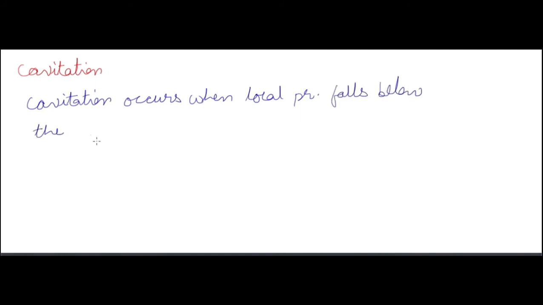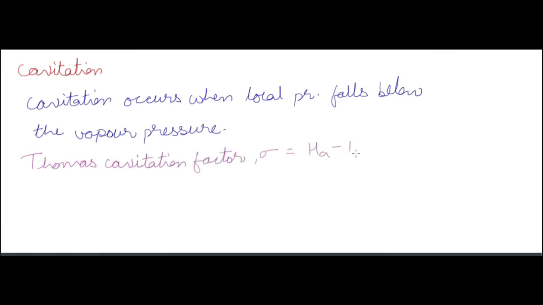Now cavitation. Cavitation occurs when local pressure falls below the vapor pressure. You know already that when this happens, the boiling starts. When the pressure is equal to vapor pressure, the boiling starts. Boiling starts means bubbles will start forming.